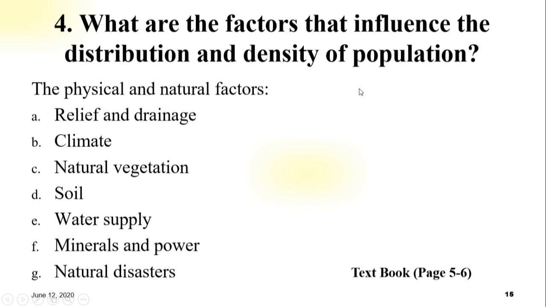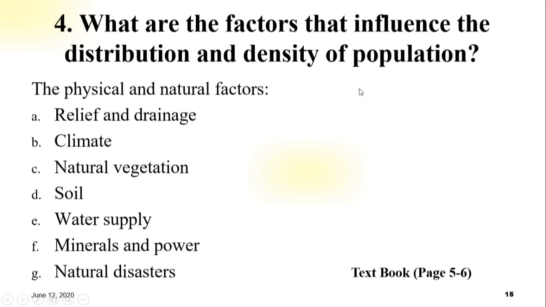In this point, you all please read the textbook on pages 5 to 6. This point talks about the factors that influence the distribution and density of population: the physical and natural factors.